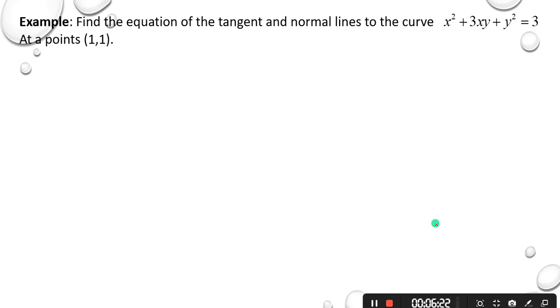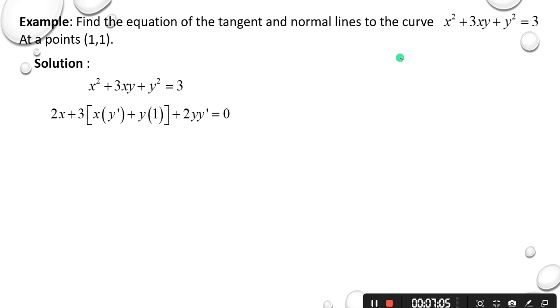Another example: find the equation of the tangent and normal lines to the curve x squared plus 3xy plus y squared equals 3 at the point (1, 1). We notice that for this equation, we use the implicit form of the derivative because we have a mix of x and y in the equation. So we have the solution: x squared plus 3xy plus y squared equals 3.